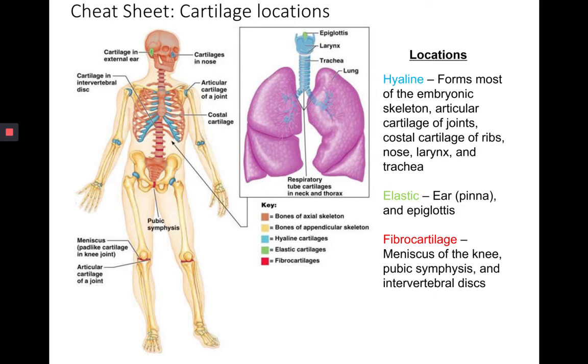Here's a good cheat sheet. Again, this should be review, so make sure if you need more detailed information about cartilage itself or about connective tissue, you go back to Chapter 4.